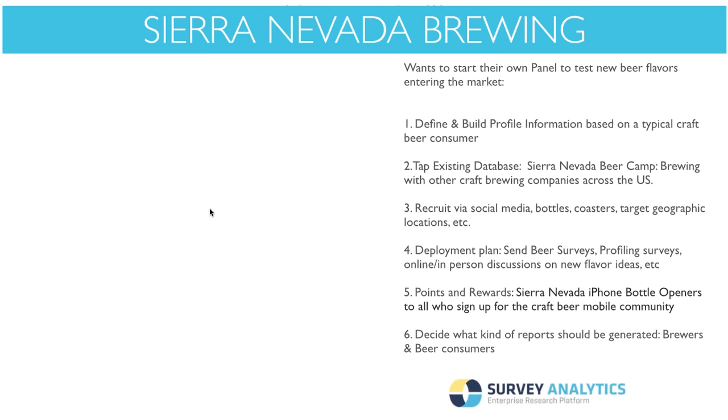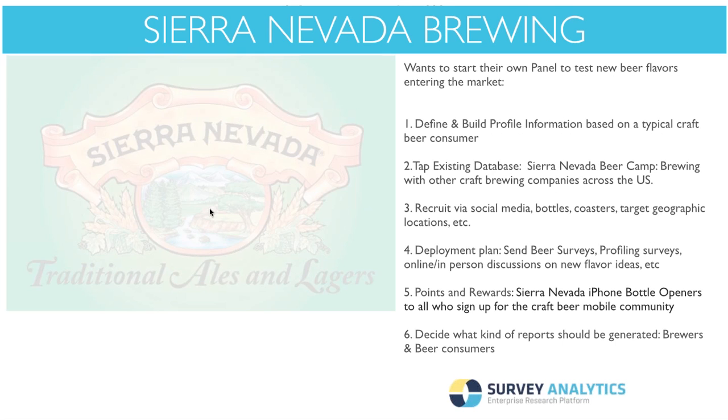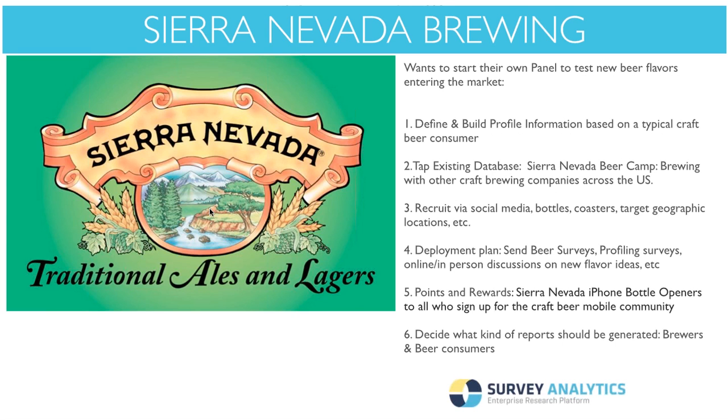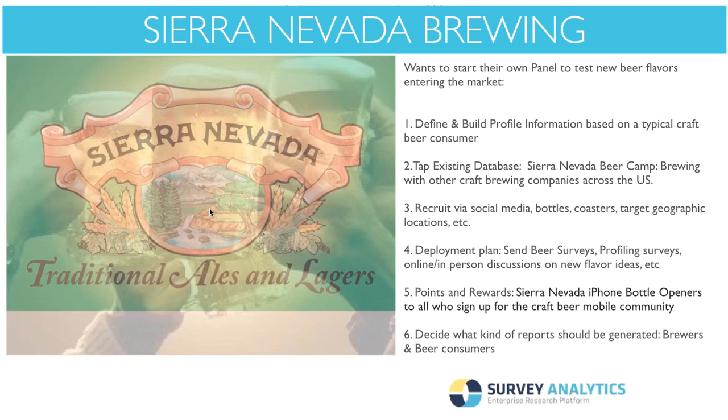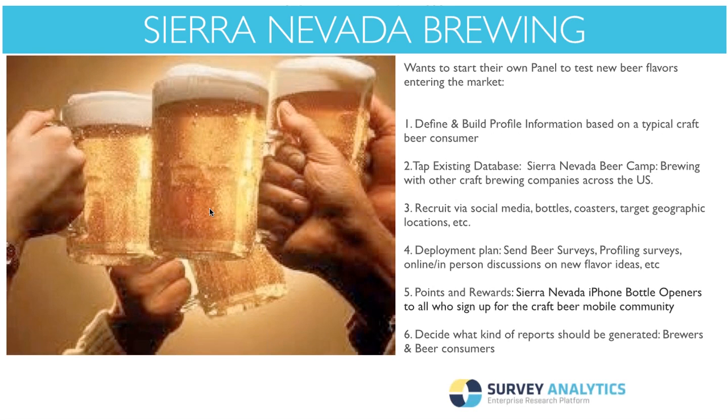So let's look at a specific scenario here. We have Sierra Nevada, and they want to start their own panel to test new beer flavors entering the market. The first thing we're going to want to do is define and build a profile information based on a typical craft beer consumer.